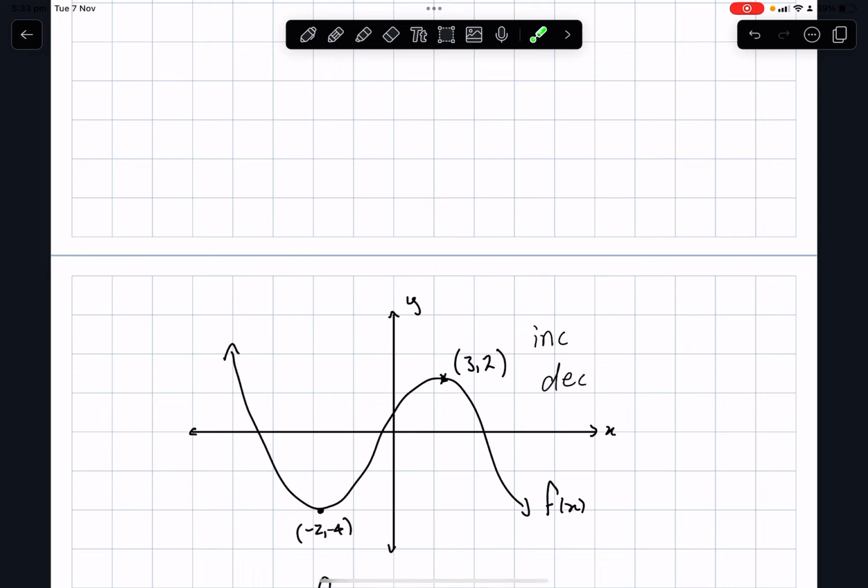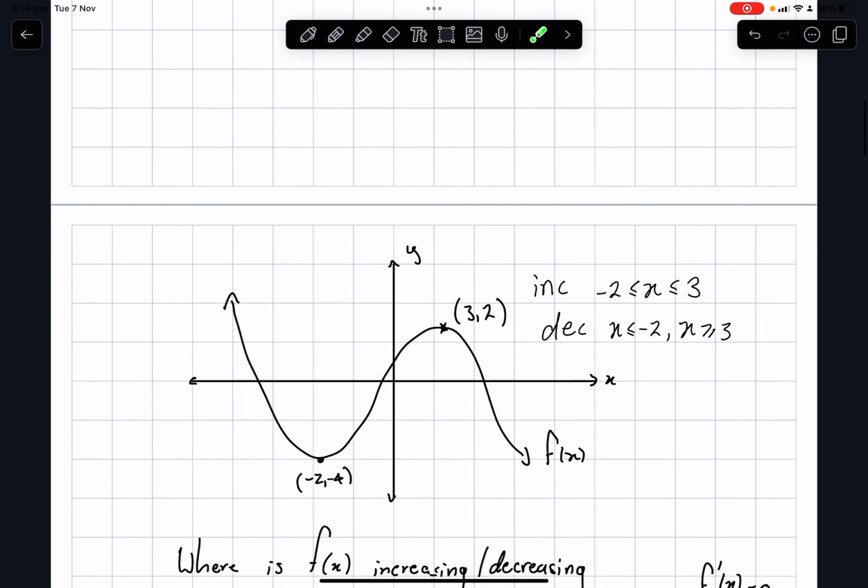So we said it was increasing between -2 and 3. So -2 is my lower limit, x, and then 3 is my upper limit. So we're saying that this function increases from -2 to 3. Now it decreases when x is less than or equal to -2, and it also decreases when x is bigger than 3, so x is greater than or equal to 3. And you can sort of see we've got the opposite here. Okay, so that's going to be our focus for the first bit.